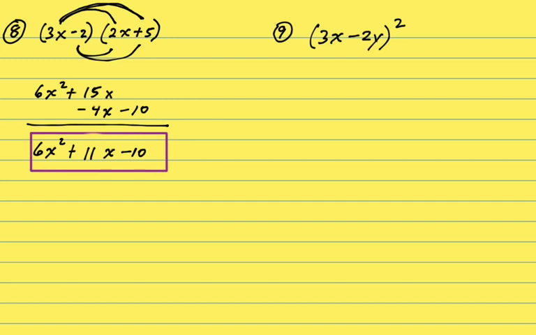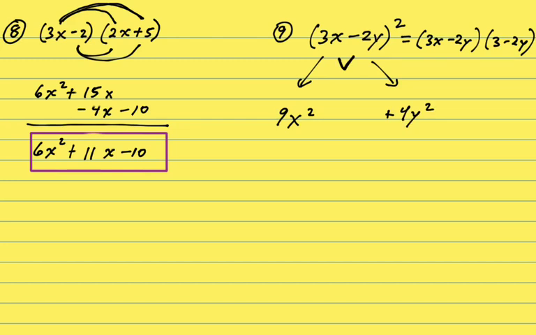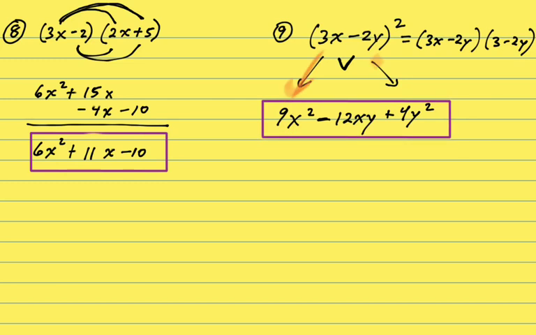You could write this out twice and distribute it because squaring it means times itself. Or you could learn the rule where you square the first, you square the last, and then twice the product in the middle. If you multiply, that's negative 6xy, twice it is negative 12xy. Again, the rule is square the first, square the last, multiply it, and double it in the middle, twice the product in the middle.